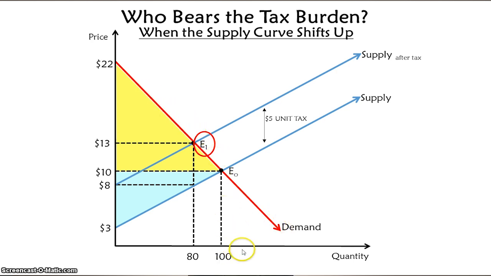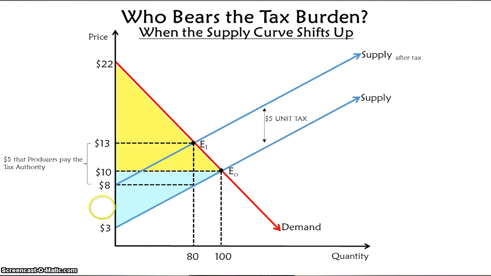It did not happen at the 100th shirt because the consumers were unwilling to pay more than $10 for the 100th shirt. They are willing to pay $13 for the 80th shirt. Sale of 80 shirts at a price of $13 a piece is the new equilibrium. $13 was what the consumers paid for each and every shirt out of the total of 80 shirts they've purchased.